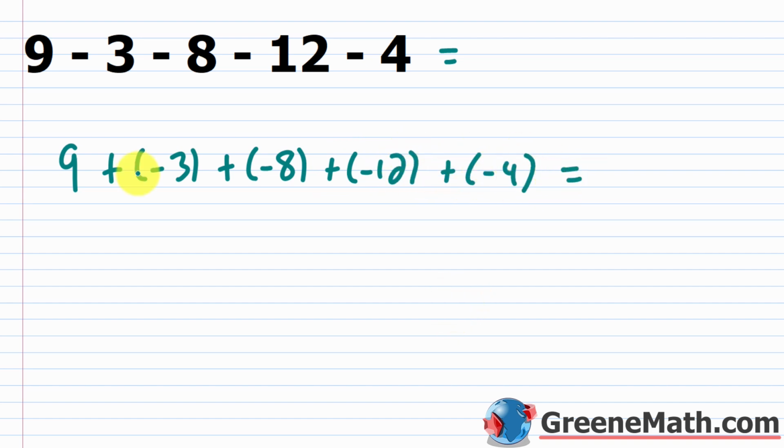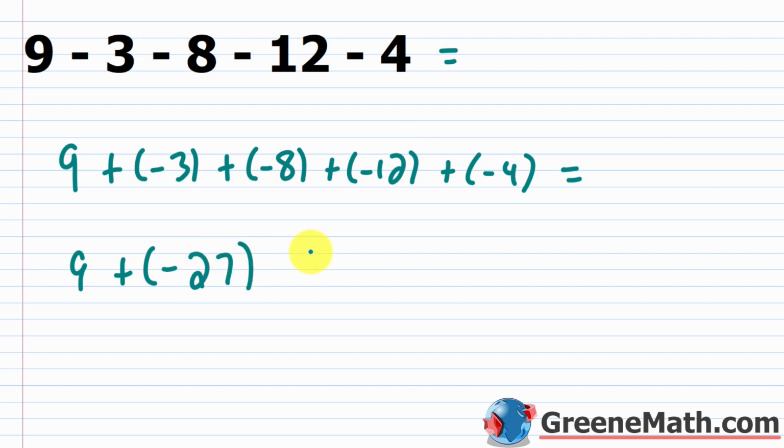So now what I'm going to do is I'm going to add all these numbers over here because they're all negative first, right? So I'm just going to keep 9, and then I'm going to say negative plus negative plus negative plus negative is going to be a negative. And then just add the absolute values. So 3 plus 8 is 11, 11 plus 12 is 23, and then 23 plus 4 is 27. So this would be negative 27 here.